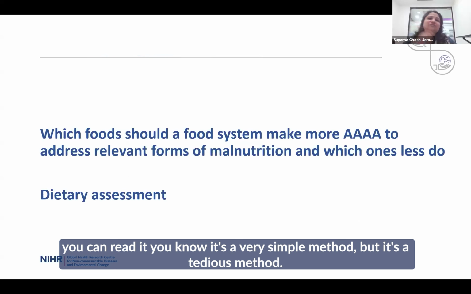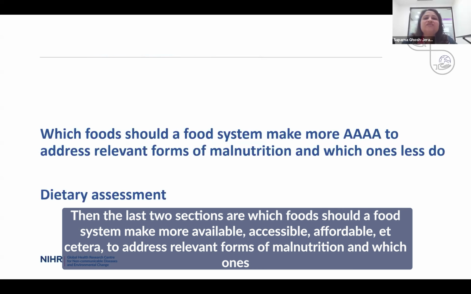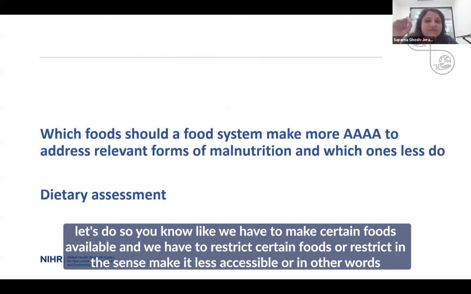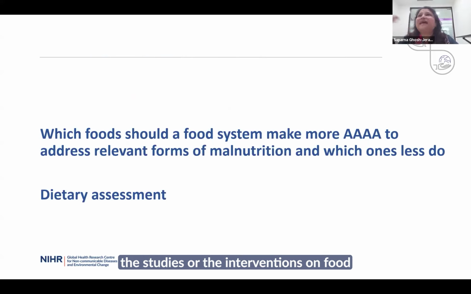Then the last two sections are: which foods should a food system make more available, accessible, affordable, and so on, to address relevant forms of malnutrition, and which ones less so. So we have to make certain foods available and restrict certain foods, or restrict in the sense of making them less accessible. In other words, the studies or interventions on food taxes, sugar taxes, and all.